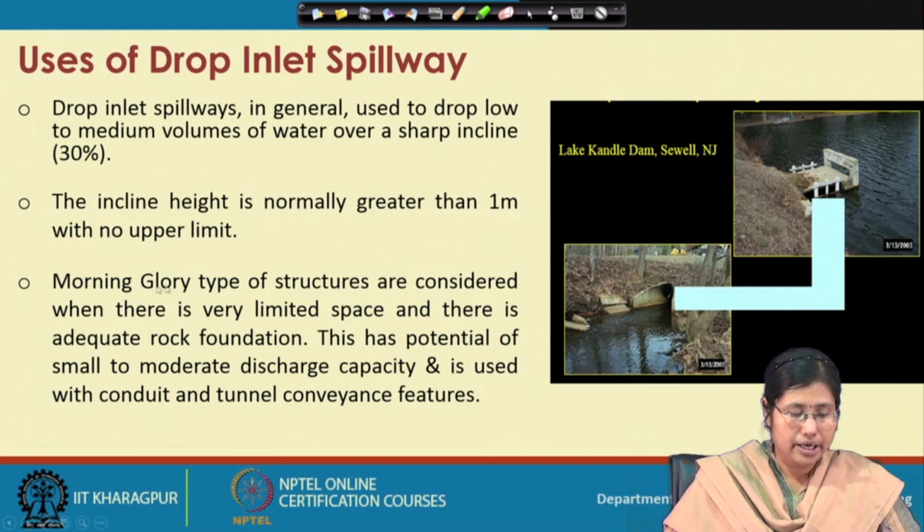So, this kind of drop inlet spillway, that is the morning glory kind of structure, is only used when there is limited space and some adequate rock foundation is available.